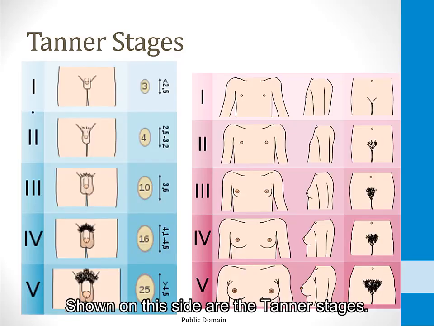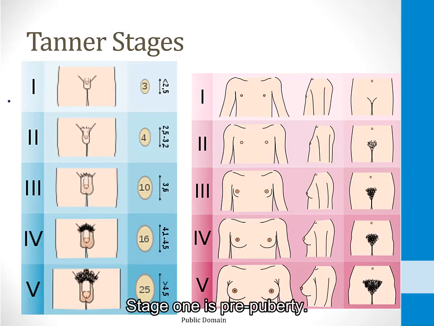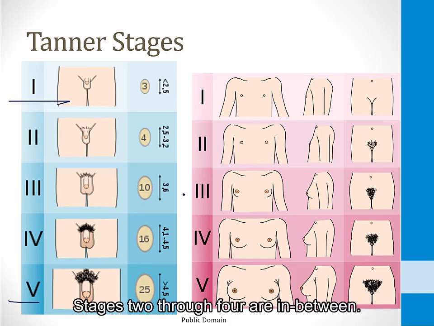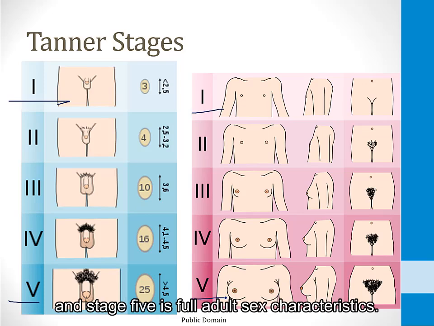Shown on this slide are the Tanner stages. On the left are the Tanner stages for male genitalia. Stage 1 is pre-puberty. Stage 5 is full adult male genitalia. Stages 2 through 4 are in between. On the right side of the screen, we have female Tanner stages. We have the Tanner stages for the breasts and the pubic hair. Stage 1 is pre-puberty once again, and stage 5 is full adult sex characteristics.